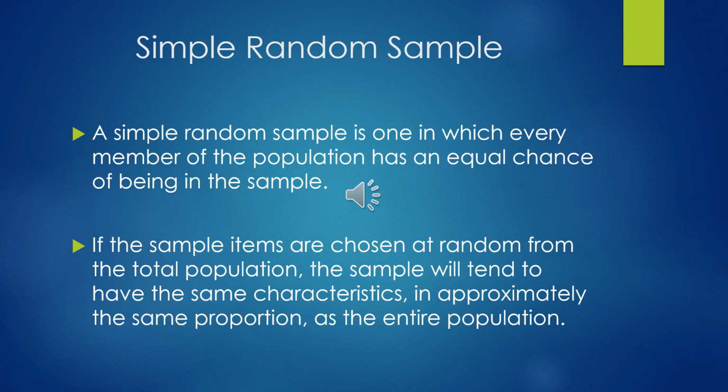So if the entire population, let's say, has a median income of $40,000 a year, then in a well-chosen random sample, the median salary of the people in the sample would also be $40,000 a year as well, or very close to it. So the sample would reflect and resemble the population. That's a well-chosen sample.